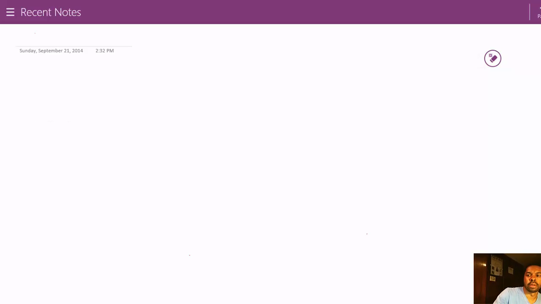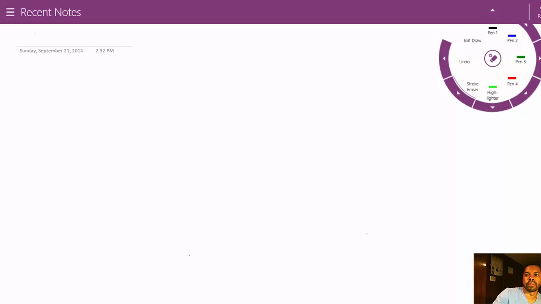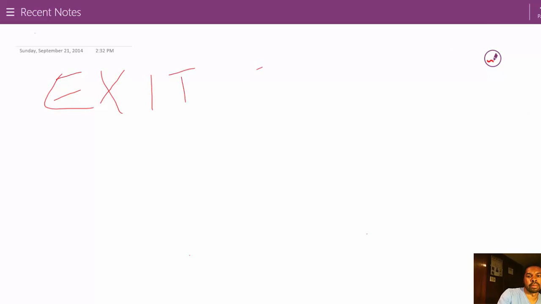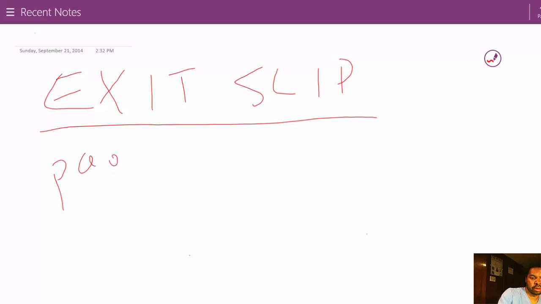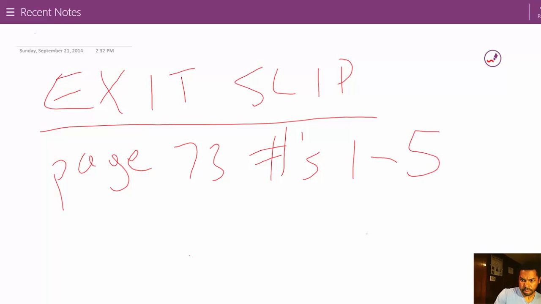Alright, so if you're finished, you can work on the exit slip. It's going to be page 73, numbers 1 through 5. They're not asking you to solve anything here. They're just asking you to write the decimal point in each product. Okay, so that's all they're asking you to write, the decimal point in each product.